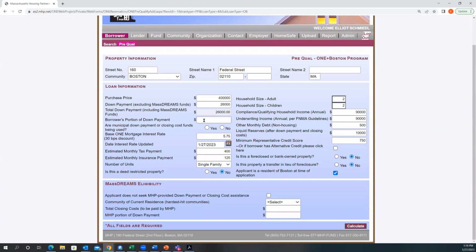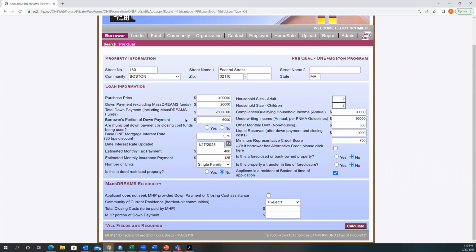This field should not include any gift funds or down payment assistance. Again, only the borrower's own sourced and seasoned funds. Since this is indicated as a single family transaction, we'll put 1.5% or $6,000 into that box. It could, of course, be more, but that's a minimum.